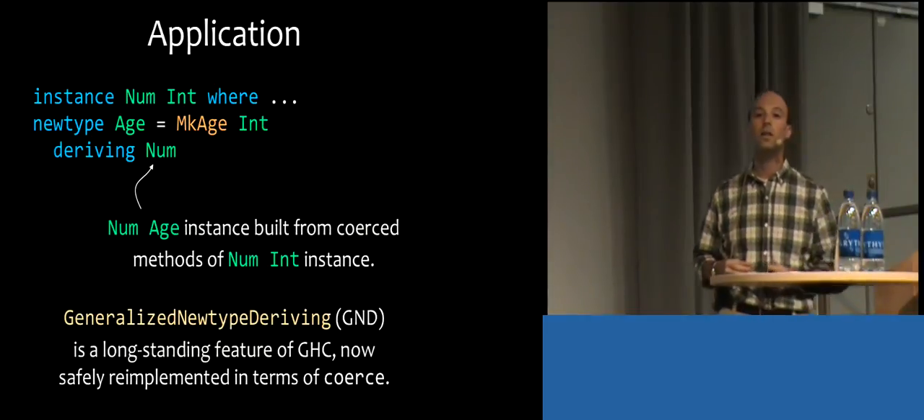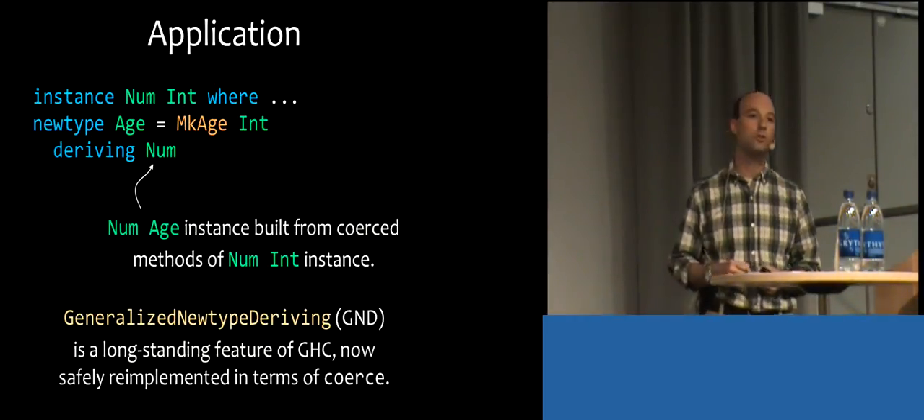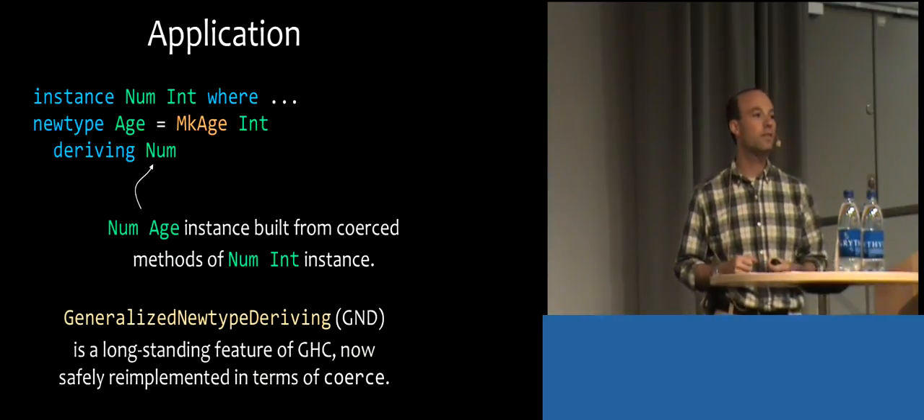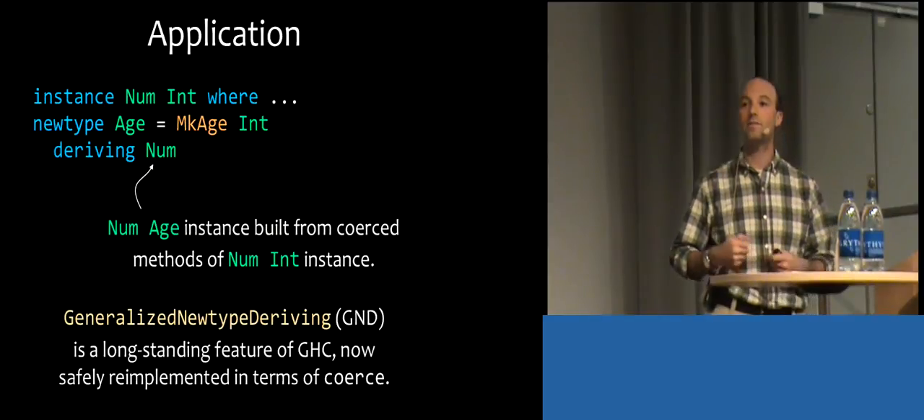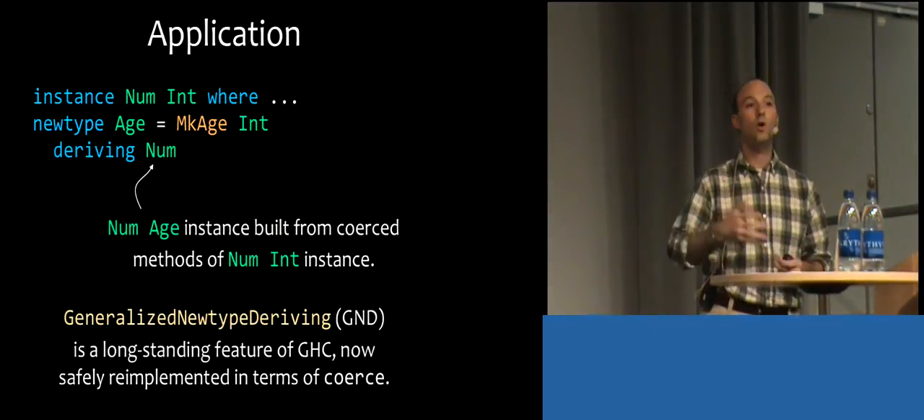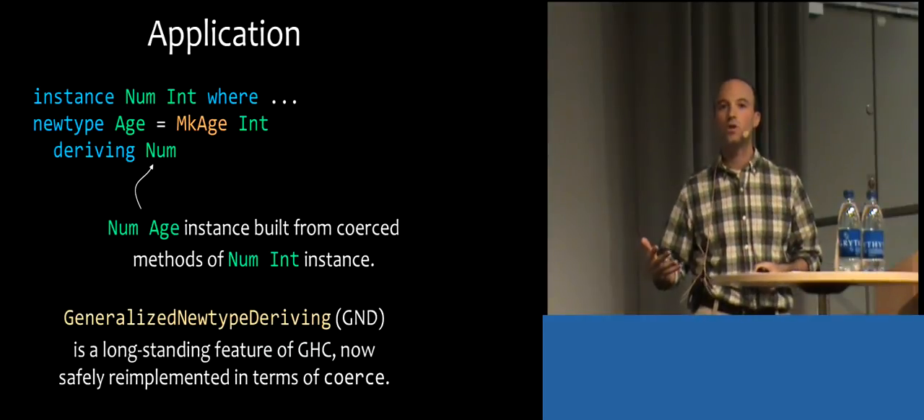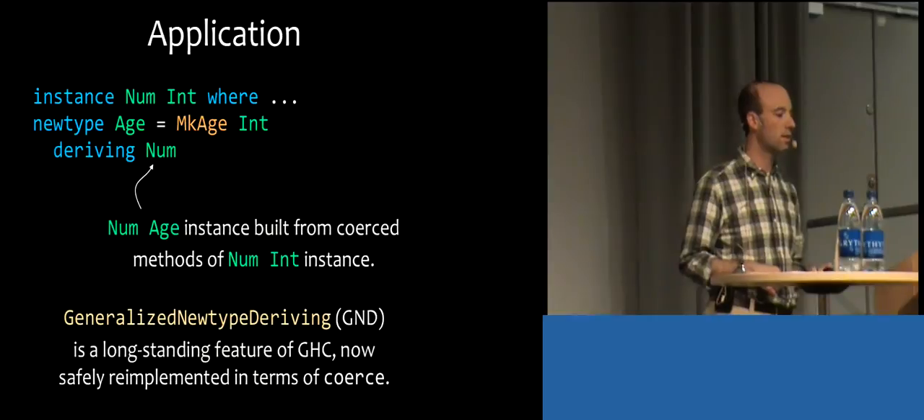This feature's been around for a while, and before this idea of roles, you could actually use this feature to implement unsafeCoerce. You could break the type system. Now that it's re-implemented in terms of coerce, we have safety. So that's good. Of course, though, when you're taking an old feature and adding more safety to it, you can imagine it's going to rule out some programs that were previously valid, and we'll see some of that in a little bit.